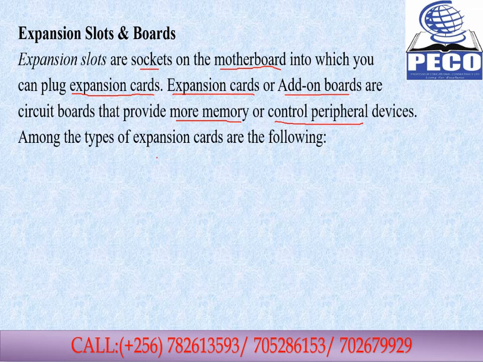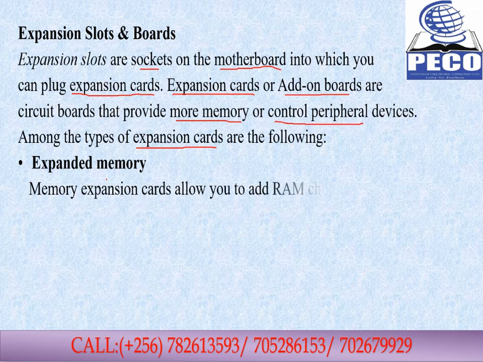Now, among the types of expansion cards are the following. Among the types, you may have expanded memory. That means you may expand memory. These are just a few, but there are so many. Memory expansion cards allow you to add RAM chips, giving you more memory space. That's what we call expanded memory. You want to have more memory space. It's like you have a store, but you want to expand it so that you can store more things.